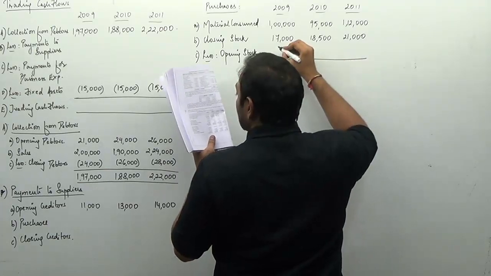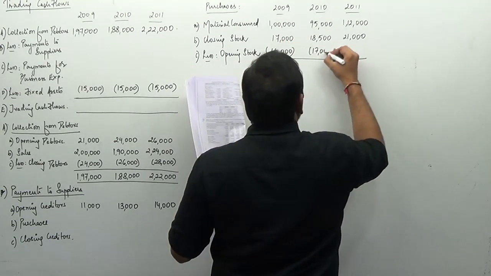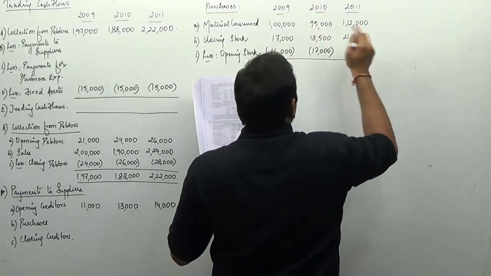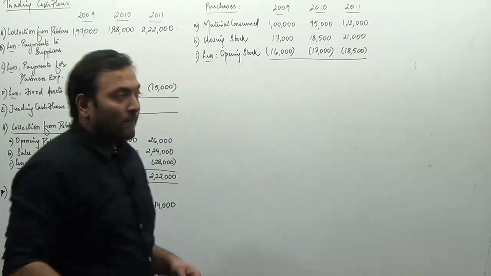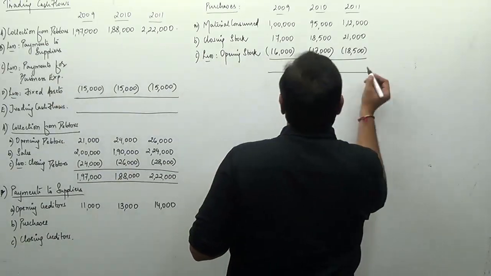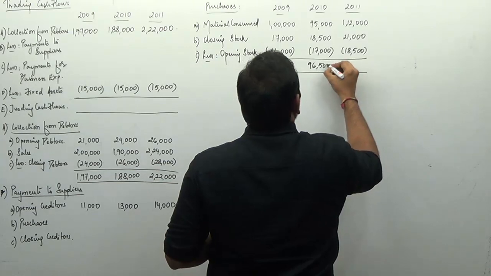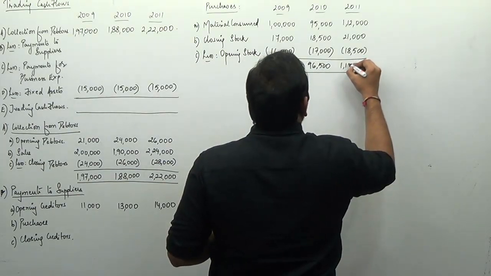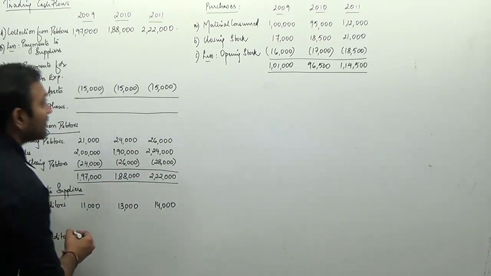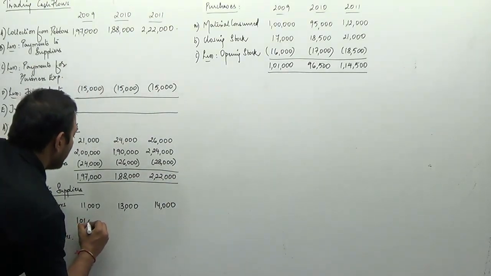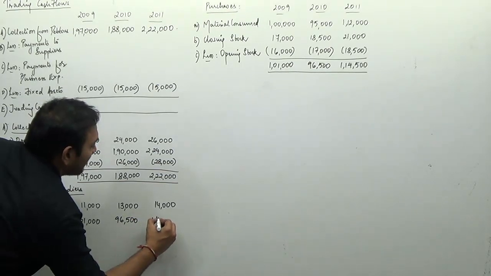What is 2008 closing? 2008 closing is 16,000. Reduce this. 17,000, 2008 closing stock is the 2009 opening. 2009 closing is the 2010 opening, and 2010 closing stock, 18,500, is the 2011 opening. With that we get the purchases values. First case 1,01,000. Second case 96,500. Third case 1,14,500. Place your figures under purchases: 1,01,000, 96,500, 1,14,500.